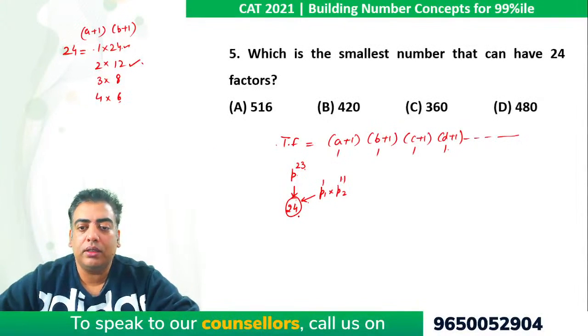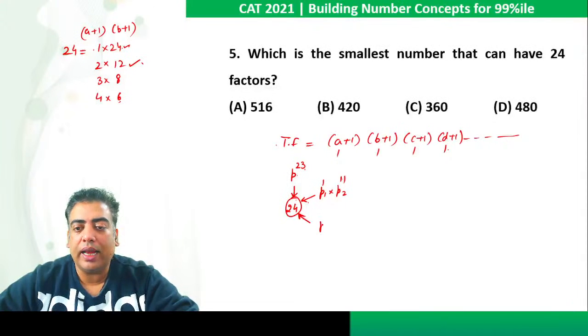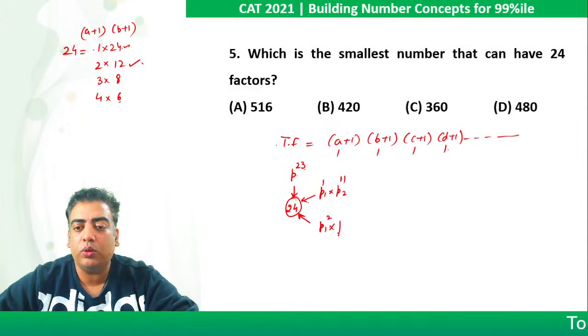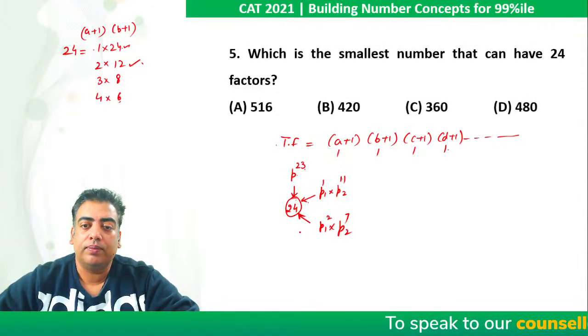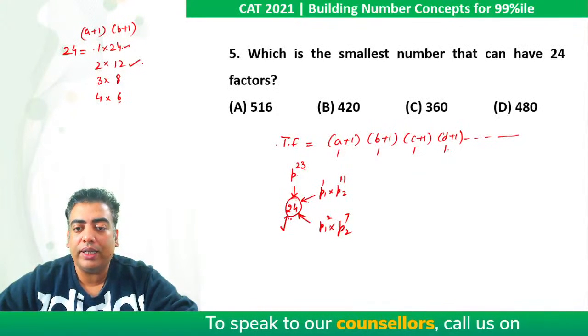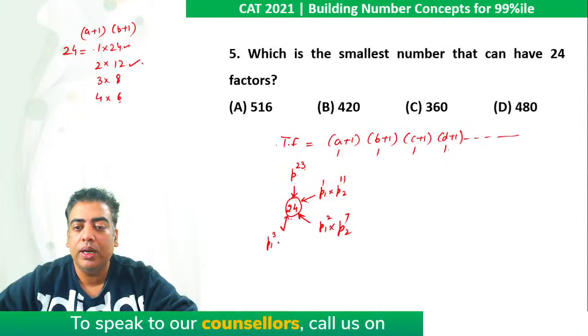So if it is 3 into 8, the result can be out of p1 square into p2 raised to power 7. If it is 4 into 6, it can be the result of p1 cube into p2 raised to power 5.